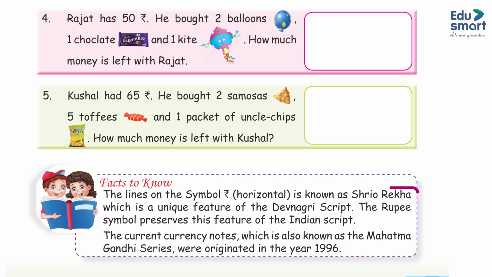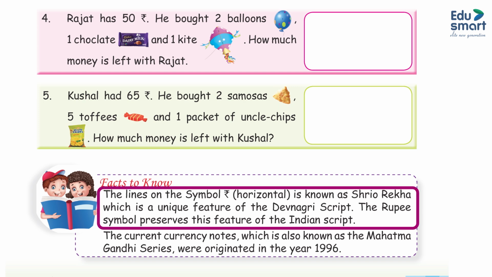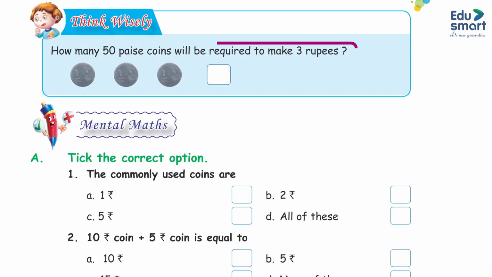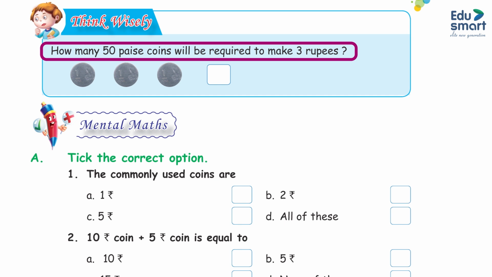Facts: Do you know the horizontal line on the rupee symbol is known as Shirorekha, which is a unique feature of the Devanagari script? The rupee symbol preserves this feature of the Indian script. The current currency notes, also known as the Mahatma Gandhi series, originated in the year 1996. Think wisely. How many 50 paise coins will be required to make 3 rupees?